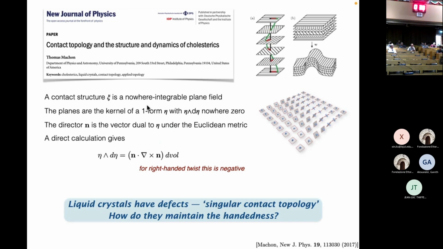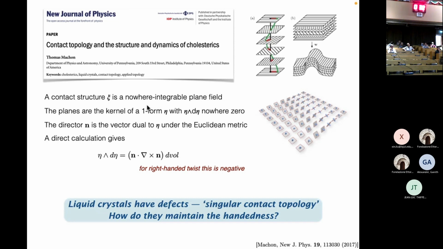And the part that I'm going to focus on and try to extract some insights from is this generic observation that liquid crystals have defects in them. So there are singularities in my vector field, or singularities in my family of planes, and I want to study their properties. In particular, I'm going to be interested in the basic question: if I have some kind of defect in the material, then how does that defect make itself compatible with the requirement that there should be an intrinsic handedness in the vector field?